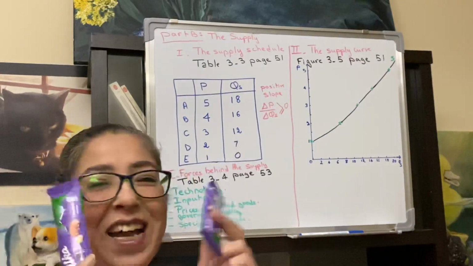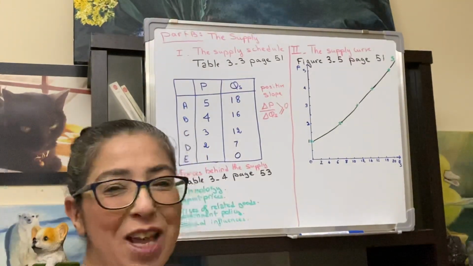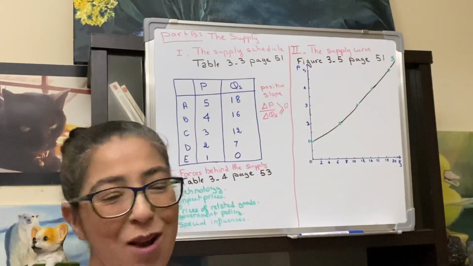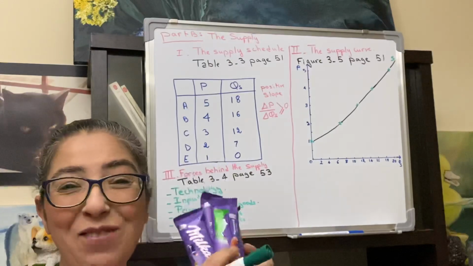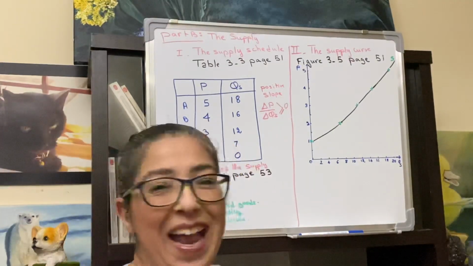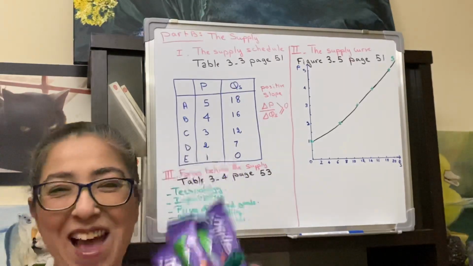If the price goes even higher, you supply even more. I know you're dying to eat my chocolate, but no. Price higher, you supply more. Price higher, you supply even more. You're jealous. I know it. I did it on purpose. And I have lots and lots of them.